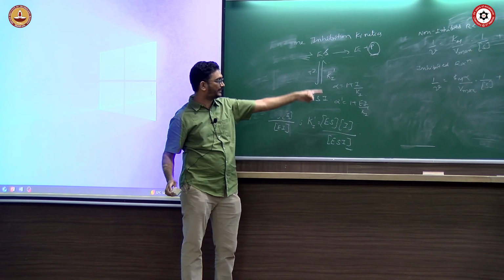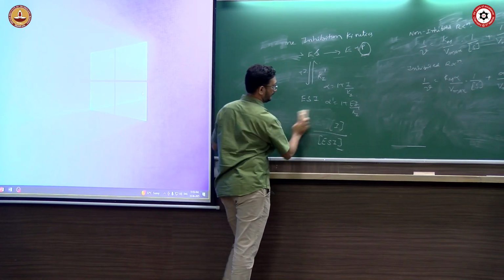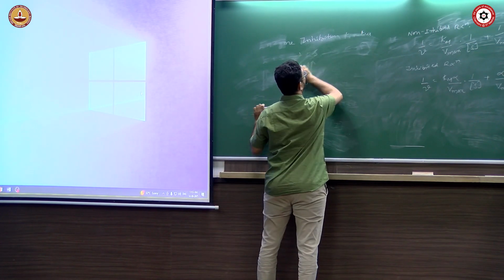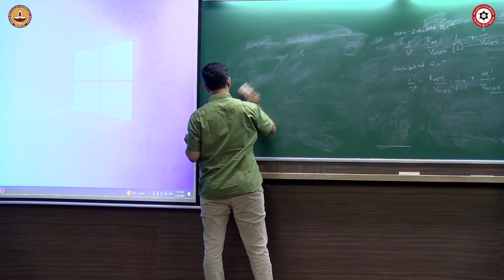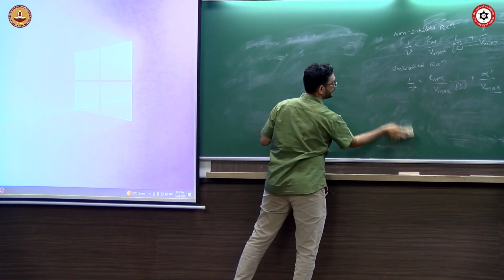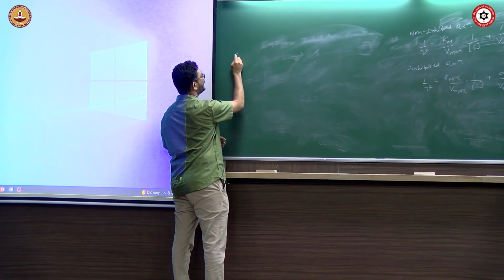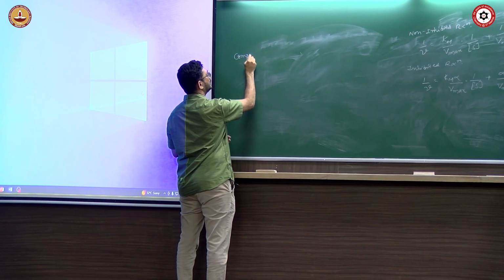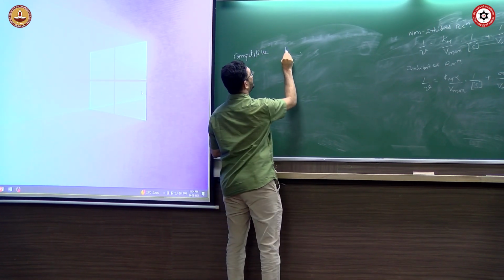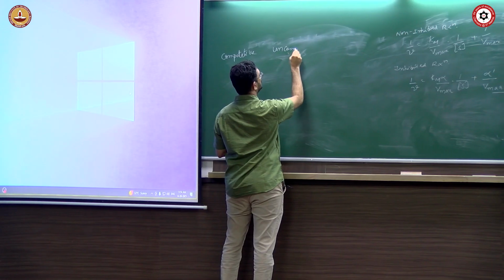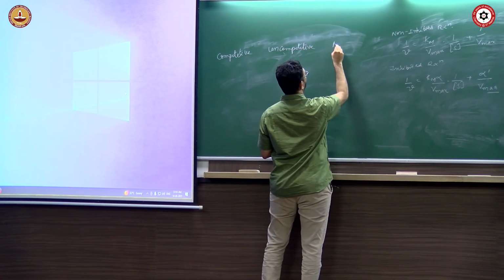Did you guys note this part? Okay. So there are different kinds of inhibitions: competitive, uncompetitive, non-competitive.